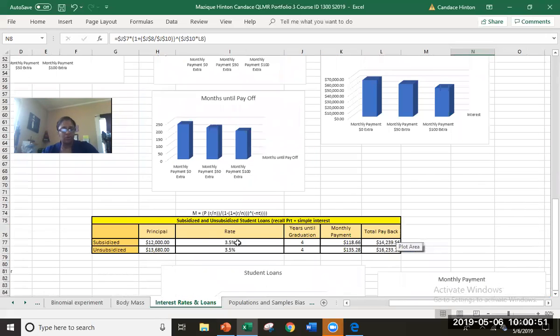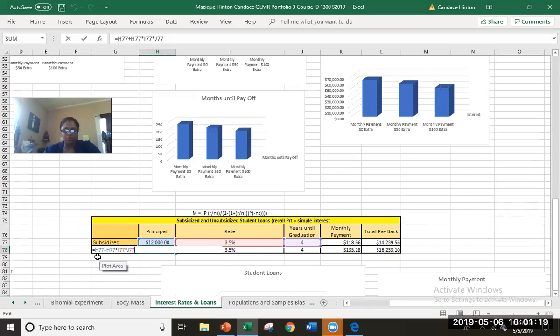Which brings us down here. Your principal is $12,000 at a 3.5% rate. Your years until graduation, you have 4 years, so you're going to start making monthly payments after you graduate of $118.66, which would have you paying $14,239 back.